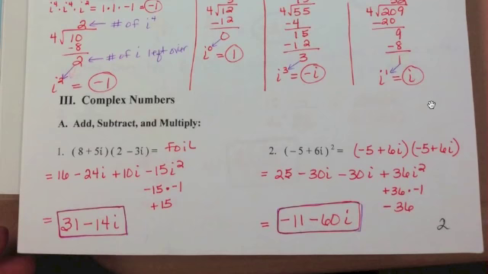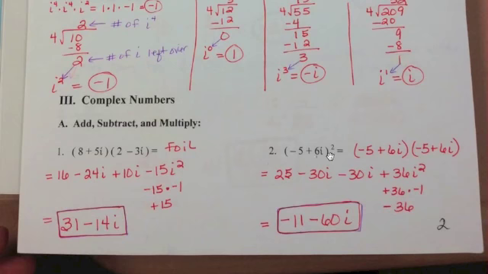Okay, now complex numbers, multiplying. We're going to FOIL this out. 8 times 2 is 16. 5i times 2 is 10i. And then 8 times negative 3i becomes negative 24i. 5i times negative 3i is negative 15i squared. Again, i squared changes to negative 1, and we get a positive 15. Now we can combine like terms, and we get 31 minus 14i.